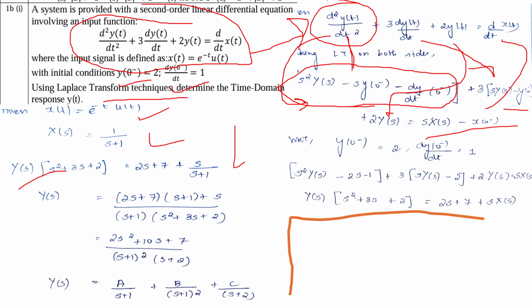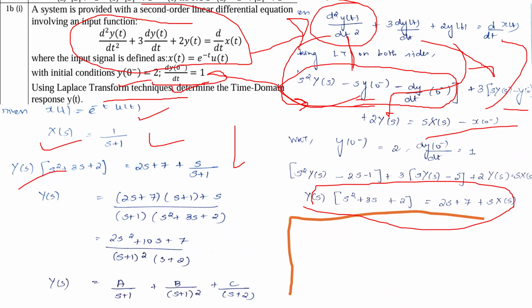Now put the initial values, which are already given here. All values are given here. Put them in and you will get the value of Y of s. Once you get Y of s, then x of t is already given here. Just take the Laplace transform of x of t, multiply X and Y both, and you will get the output. Then you can convert.